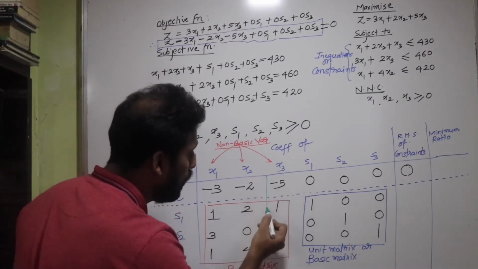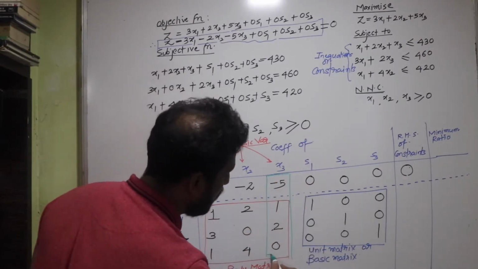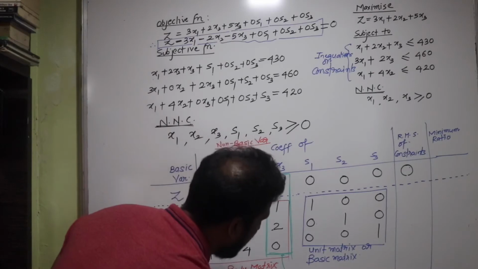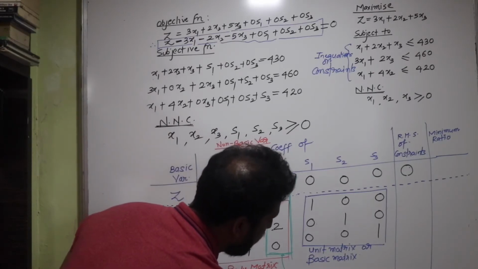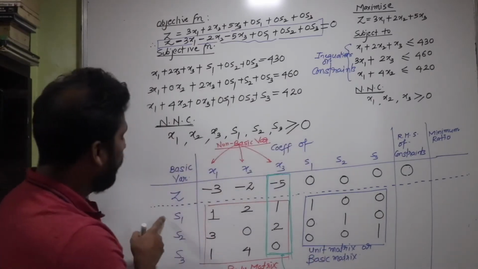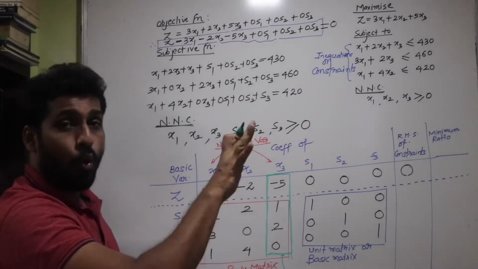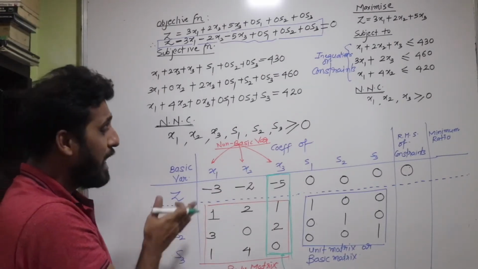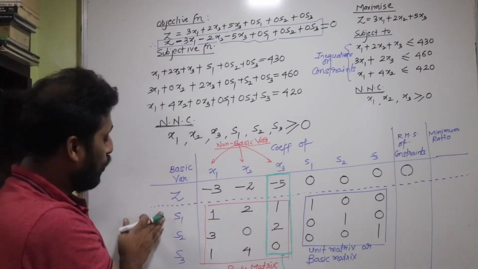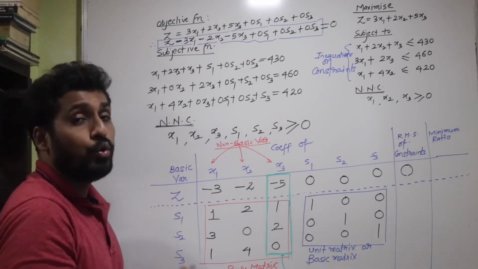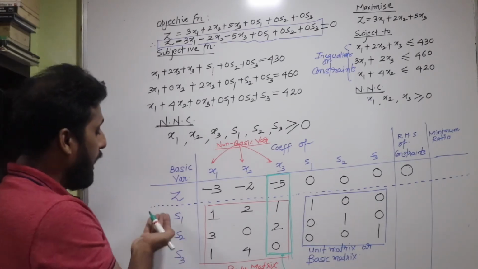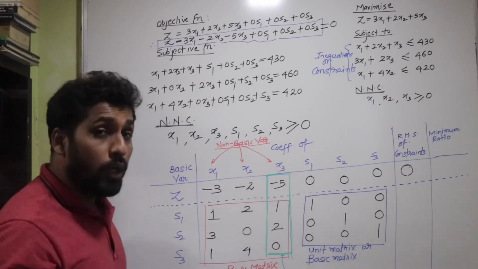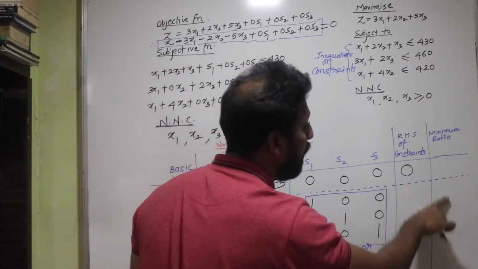So I'm going to block this column here. This column is called the incoming vector. That means from these basic variables, someone will go and x3 will come. Someone will go from S1, S2 and S3 and x3 will come into one of the places from here. Now who is going to go from there? Somebody has to leave now. S1, S2, S3, someone has to leave and its place will be taken by x3. Now who is going to leave is decided by the minimum ratio.